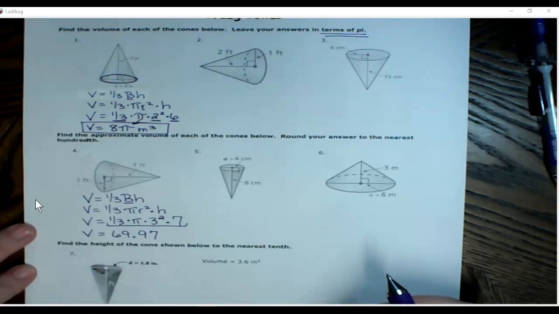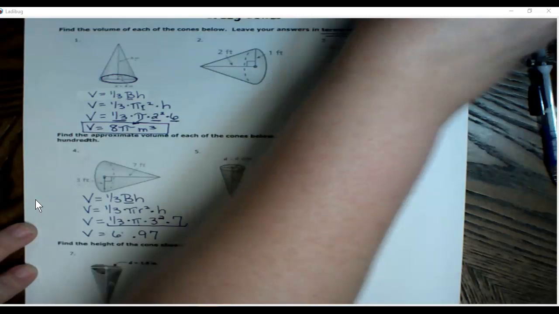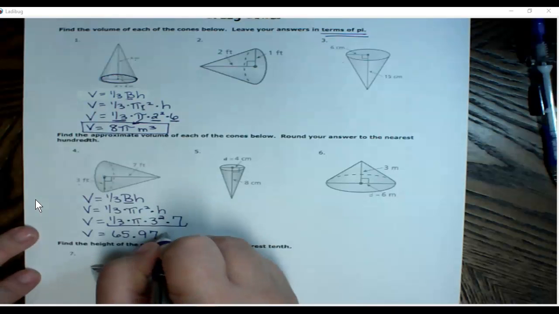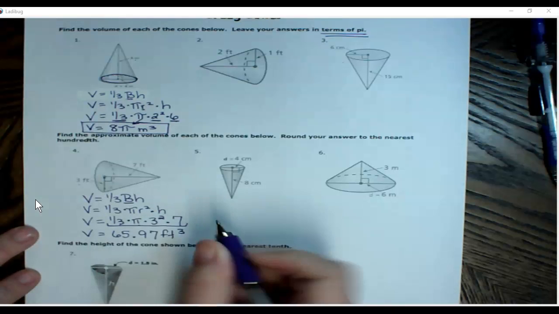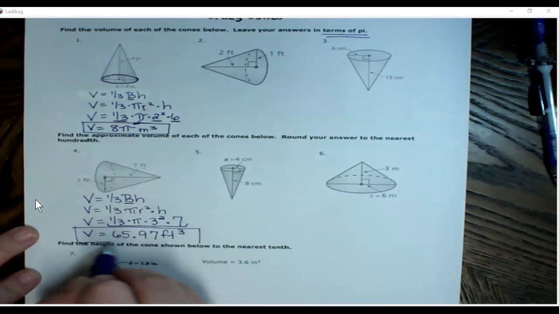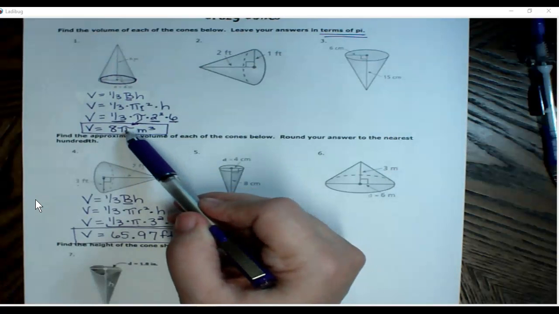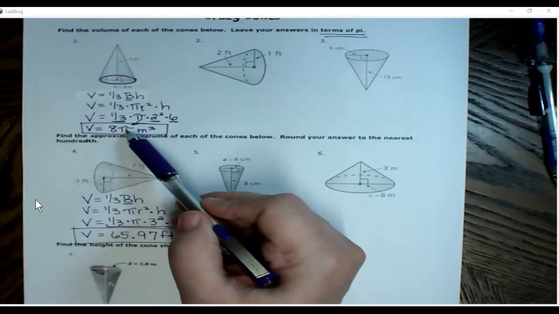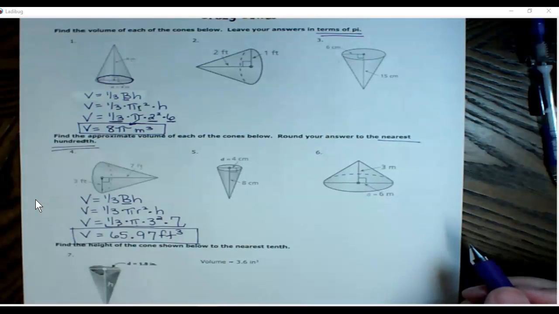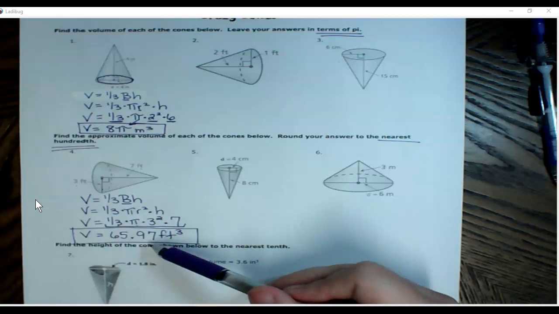So that's 65.97, 65 and 97 hundredths. And that is measured in feet cubed, because our measurement here is feet. So again, if you're leaving your answer in terms of pi, you're saving the pi for the answer. You don't multiply by pi. But if they want you to round to a nearest place value, then you are going to multiply by pi. Multiply everything to calculate your volume.